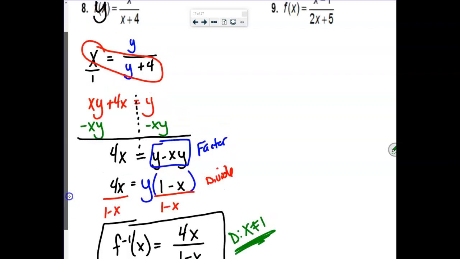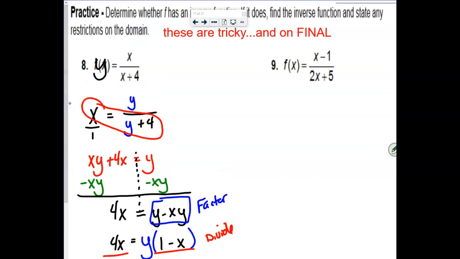All right, let's do the other tricky one then, since it's on our final, because it's awesome. So switch your x and y around. Remember, this is really a y. So when you switch them up, you get x equals y minus 1 over 2y plus 5. So once again, it's a proportion. You should cross multiply it.